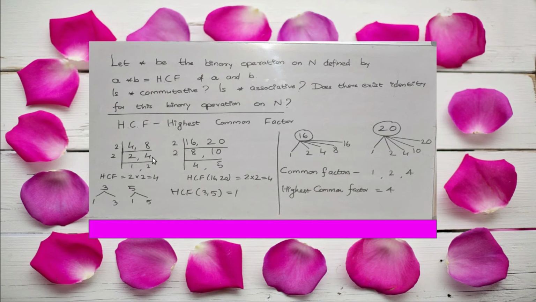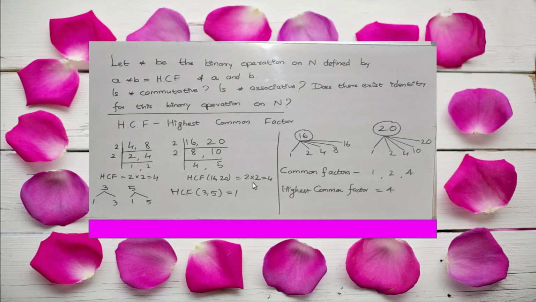We get 2 and 4. 2 into 2 is 4. 4 into 2 is 8. Again dividing by 2, 1 and 2. So HCF of 4 and 8 is 2 into 2, 4. HCF of 4 and 8 is 4.